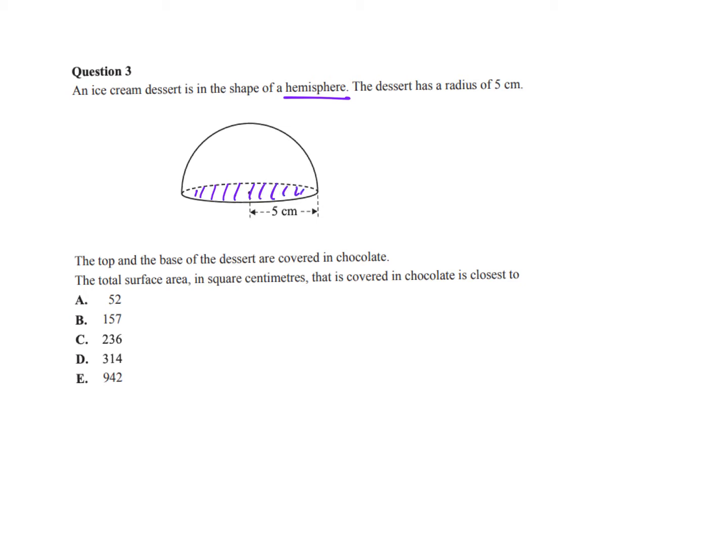So I think what happens is the base is a circle. So there you go. You could find the area of a circle, if you like. And the top part, say the dome part, which is also covered in chocolate, is half a sphere. So what I believe has happened is that probably people forgot to have the base part in there.